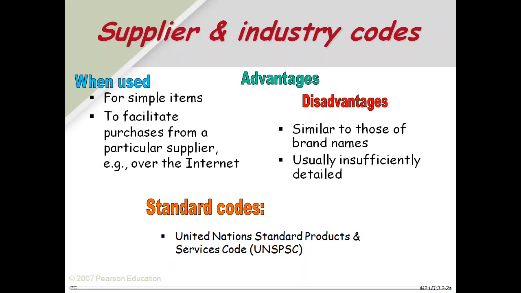And the next one is, like a brand name where you are buying from X company, similarly, if I give a supplier code, that means this belongs to X and Y supplier. Usually insufficient, they are not detailed, just one line.